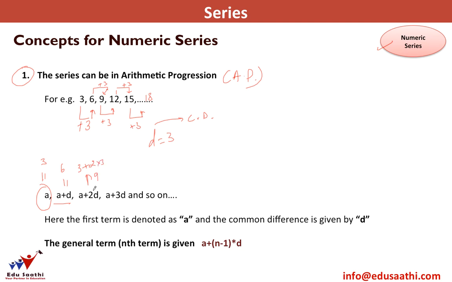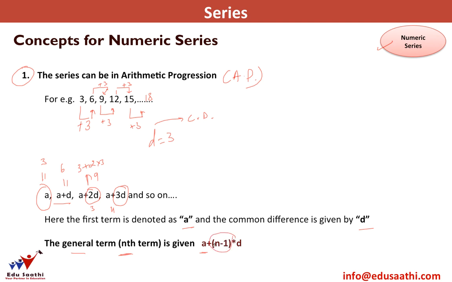So for the third term, I am adding the common difference twice. This is the third term. Similarly, for the fourth term, I am multiplying the common difference by 3 and then adding. So if the first term is A and the common difference is given by D, then the general term, or the nth term, is given as A plus (n minus 1) into D.